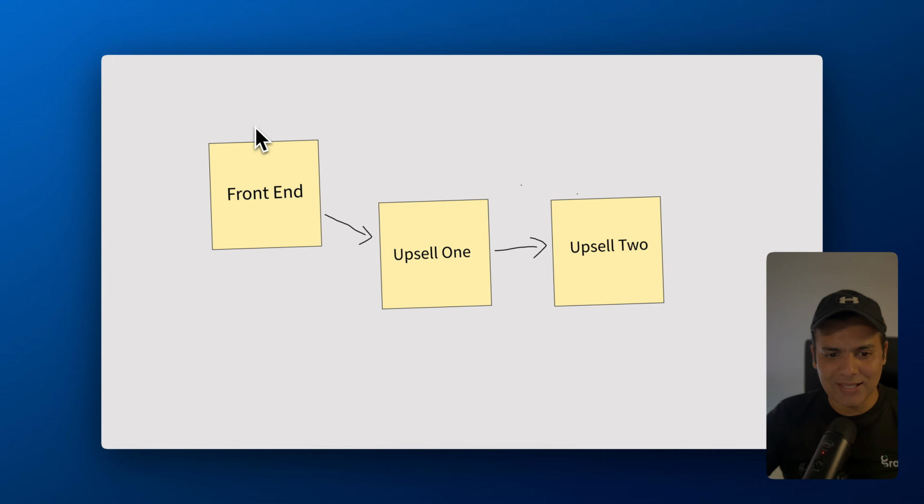Hey, in this video we will see how you can create a simple sales funnel all inside ProductDyno using collections. So what I mean is this simple funnel. In this example, I'm going to create a front-end offer or product and then upsell 1 and upsell 2. So let's see how you can do it.